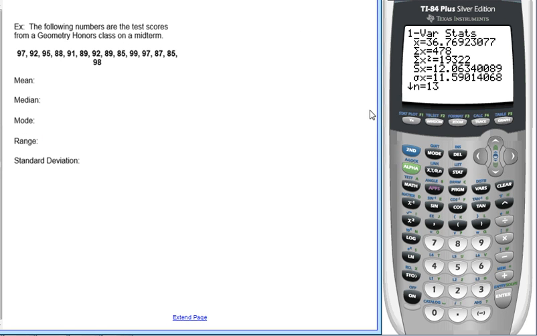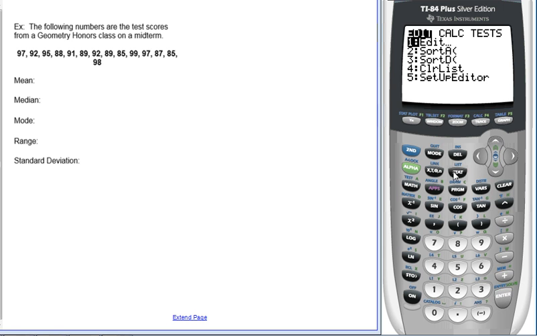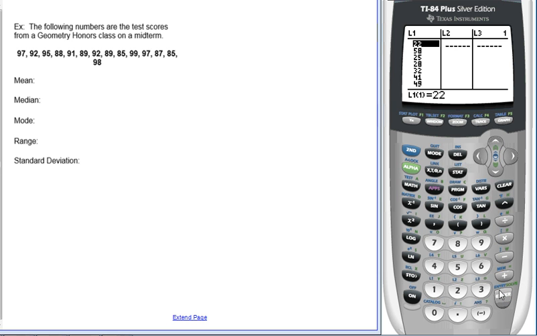Okay, let's try another one. I have a new set of numbers, which means I need to go to stat, go to edit, and before I enter numbers, I need to clear, not delete. So I'm going to use my toggle, go to L1, hit clear, enter. That will clear the entire column for me. So now I'm entering in my new data.